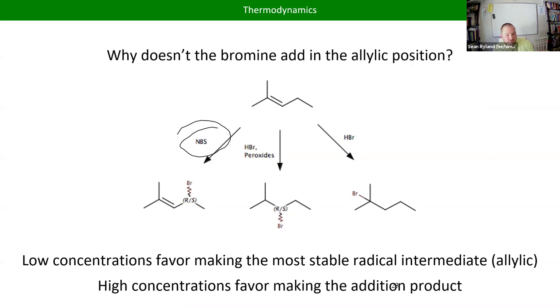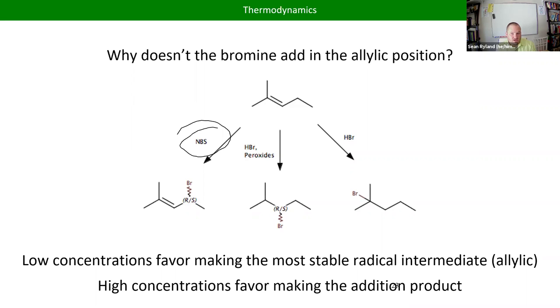So low concentrations favor making the most stable radical intermediate, and that's the one that has resonance. High concentrations are going to favor making the addition reaction because things are just going to happen faster. So they don't need to have the super stable intermediate. You're going to make the addition product because that's where all the electrons are. And so if you have lots of electrons around, they're going to get attacked by these free radicals if you have lots of the free radicals around.